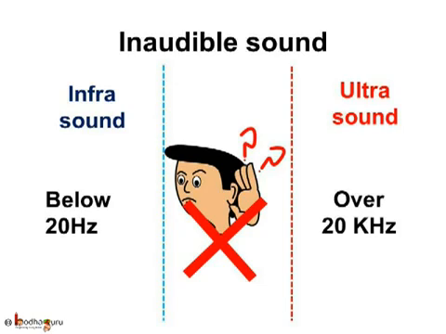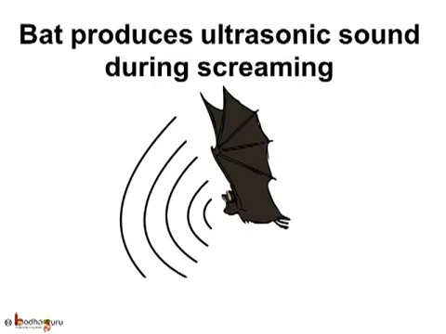Sound with a frequency below the audible range of hearing, that is, less than 20 Hz, is known as infrasound. And a sound with a frequency above the audible range of hearing, that is, more than 20 kilohertz, is known as ultrasound. Human beings can neither produce ultrasonic sounds nor hear them. But some animals like the bat produce ultrasonic sound while screaming.